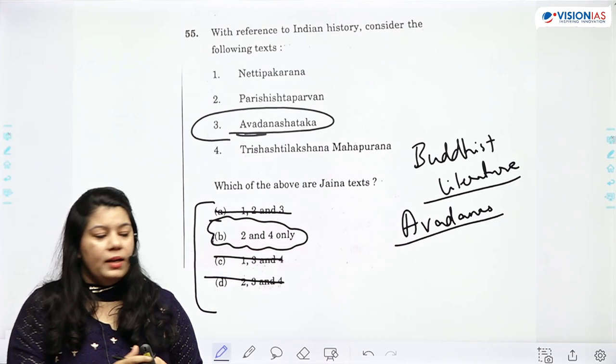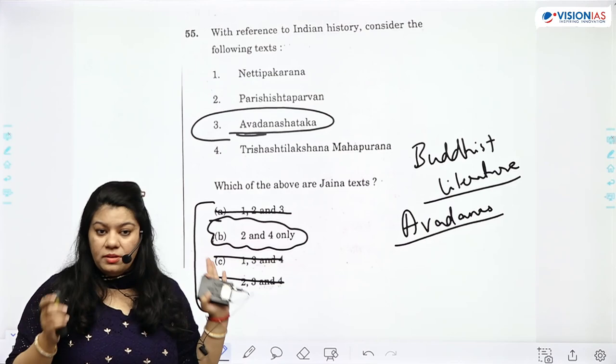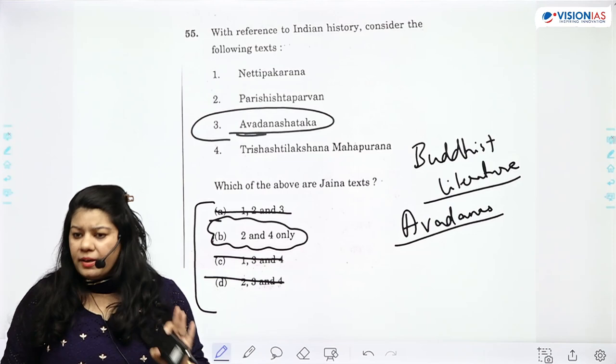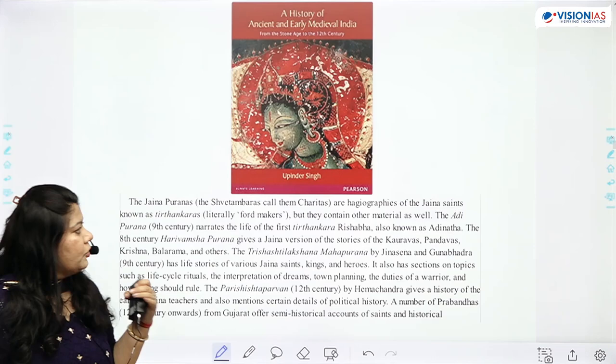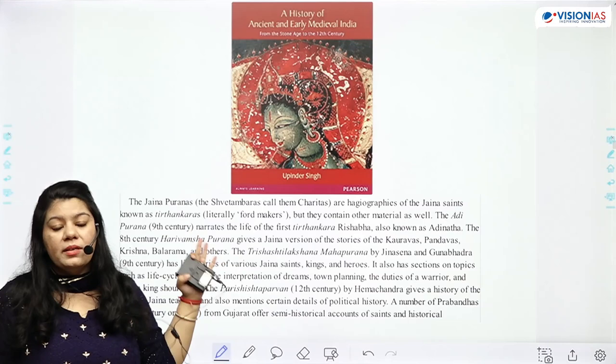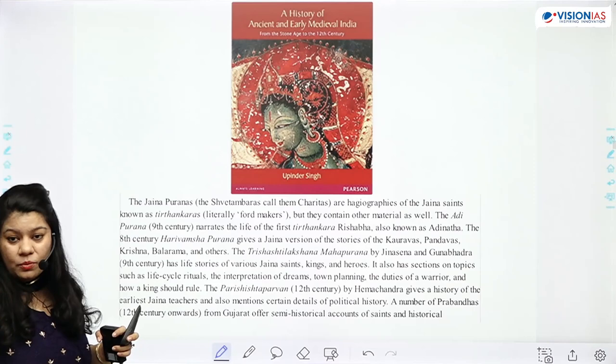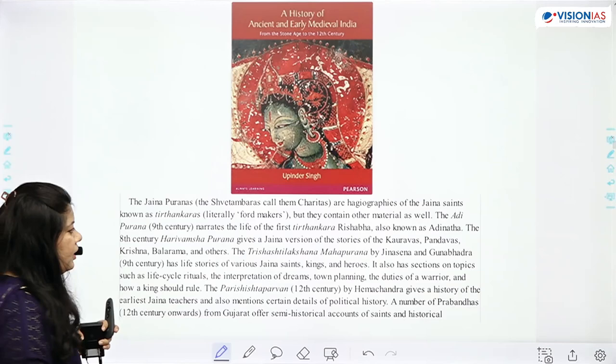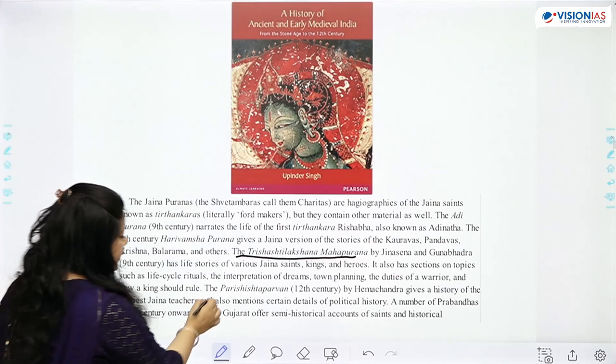But having said that, this question is difficult because you don't find these other books given in your regular textbooks. Now there is a source which we have mentioned time and again that UPSC is picking up, that is Upinder Singh's Ancient Indian History book. This question, in my opinion, and another question have been directly picked up from this book. There is mention of Trishashtishalakapurusha Charita and Parishishtaparvan, the books mentioned in the question, right?